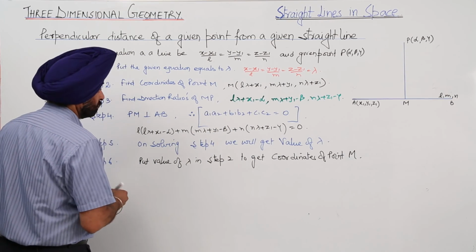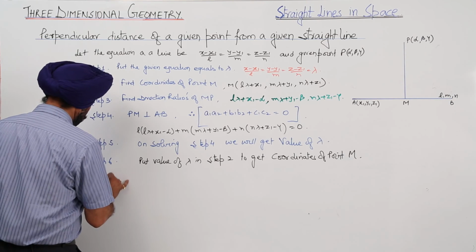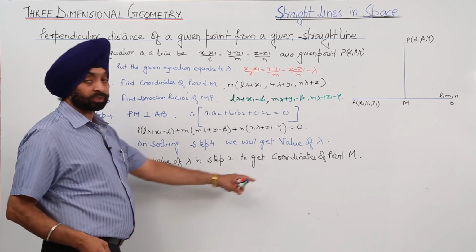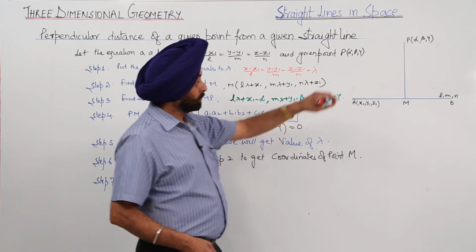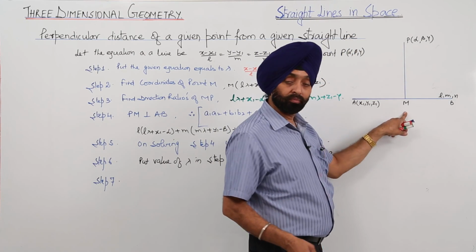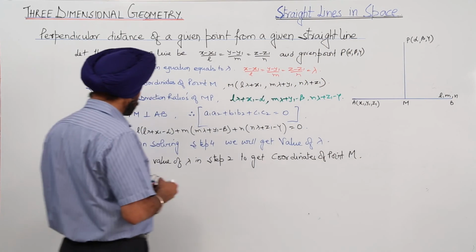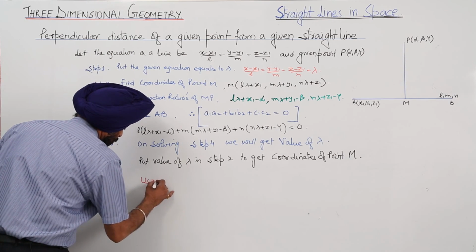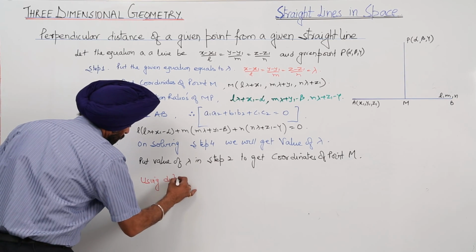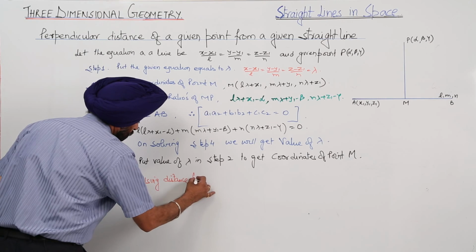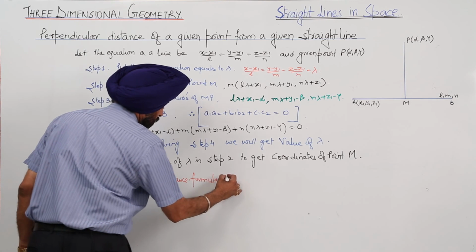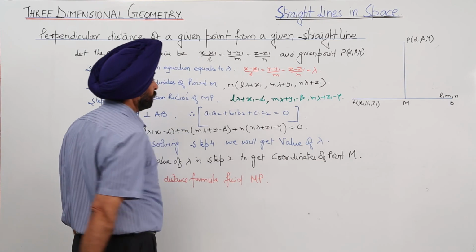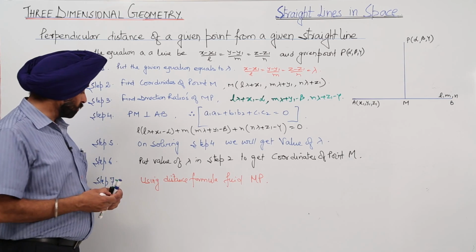Step 7. Now we have the coordinates of point M and also of point P. So both the coordinates of point P and point M we have. Now we can use the distance formula. Using the distance formula, find MP. So these are all the steps which we are going to follow.